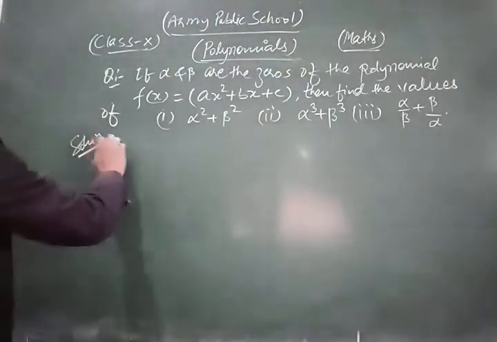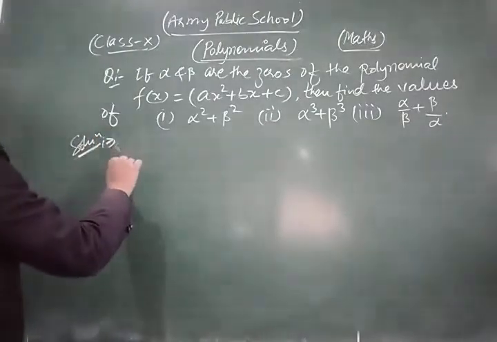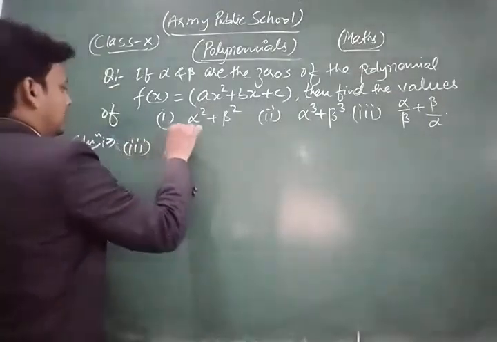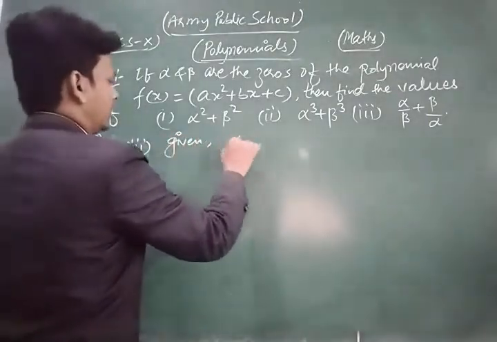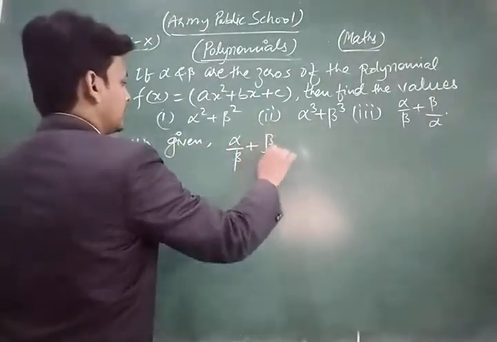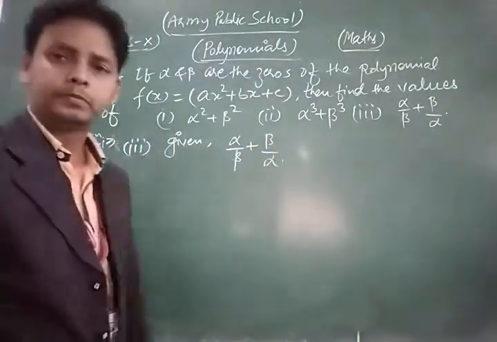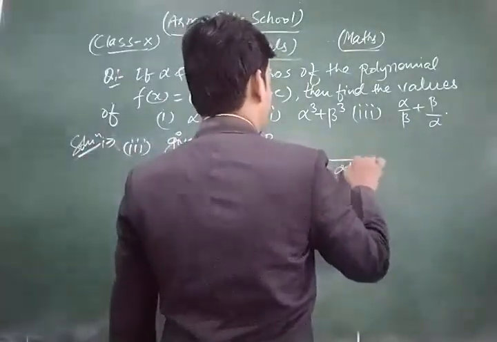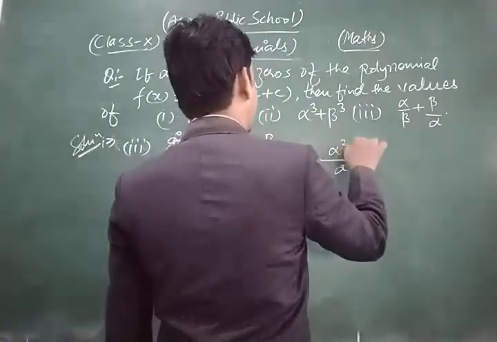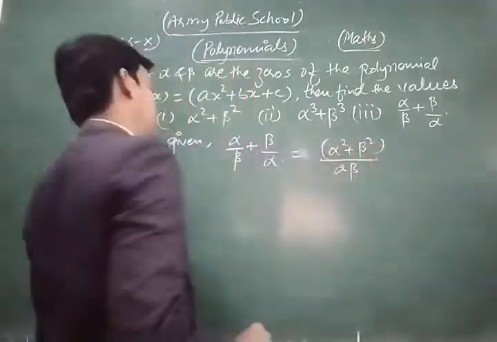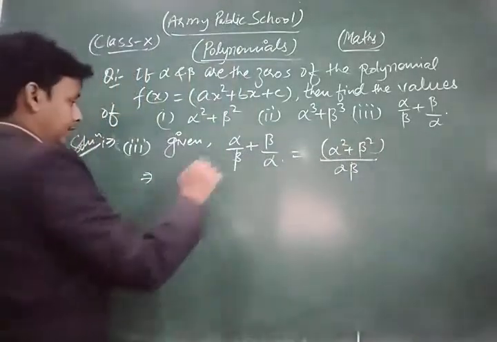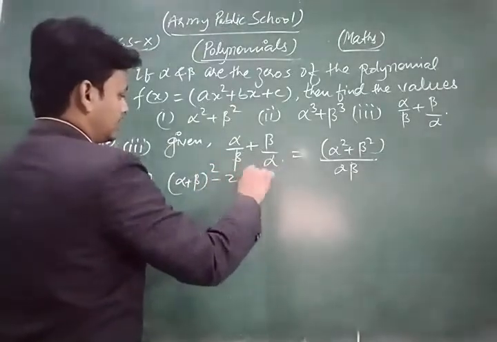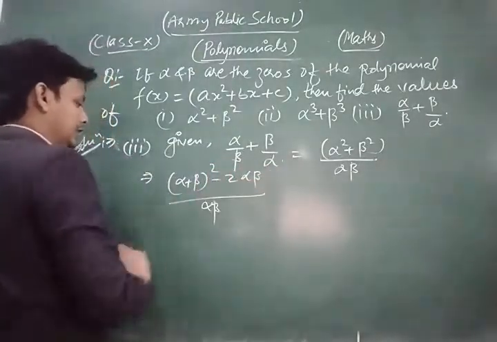Look, we take and solve the third part of this question. Given expression alpha upon beta plus beta upon alpha. First we take the LCM. So here alpha square is there, here beta square is there. Now we can write alpha square plus beta square as alpha plus beta whole square minus 2 alpha beta upon alpha beta, right, as it is.